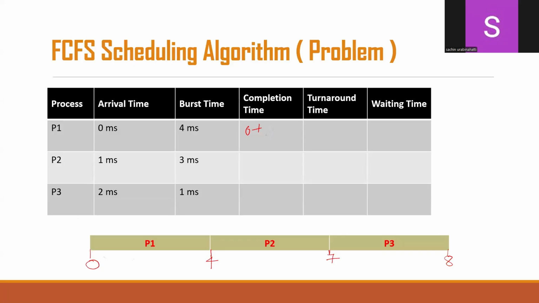Okay, so we'll be starting with the first scheduling algorithm problem. This will be the given data for you, that is how many processes. Here the given data is processes P1, P2 and P3, and they will be given with the arrival times and the burst time.